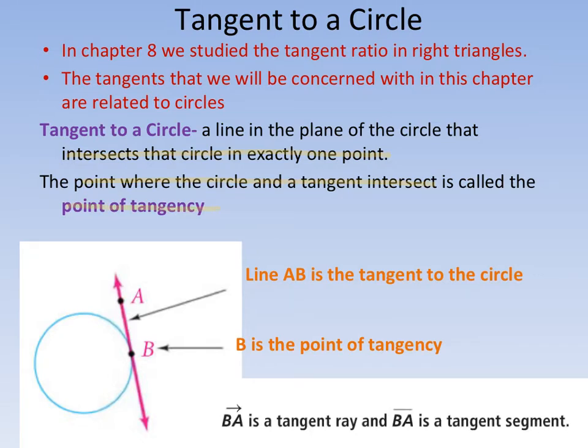So if we look at the diagram below, the point of tangency is this point B. So if we were to write it in words, we could say that line AB is tangent to the circle and B is the point of tangency. And you could also say that ray BA and segment BA are also tangents to the circle because if you were to extend them into a line, they would only ever intersect the circle once.